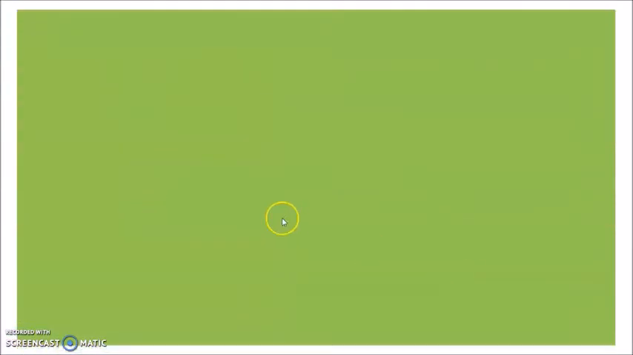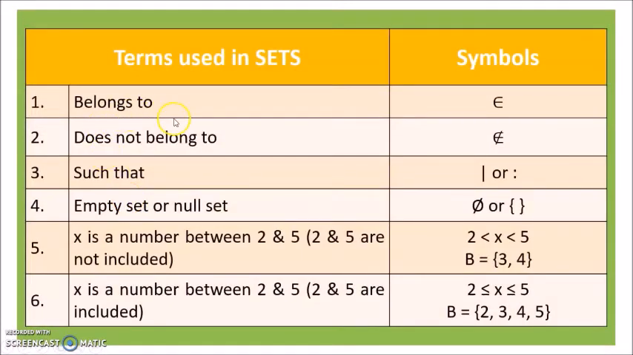Now, here are some set terms and their symbols. Write them down in your notebook and study by heart. I have put the entire chapter's symbols. Some of the symbols used here will be used in the latter part of the chapter, but I have included them in this table itself for convenience's sake. First term, belongs to. It is represented by this Greek symbol. Does not belong to. If you cancel this belongs to, it becomes does not belong to.